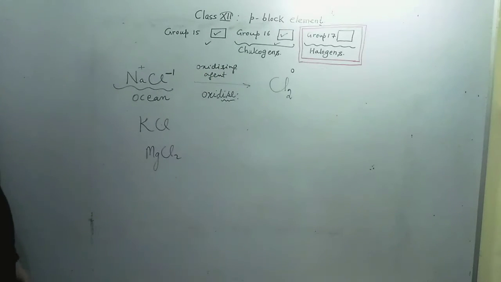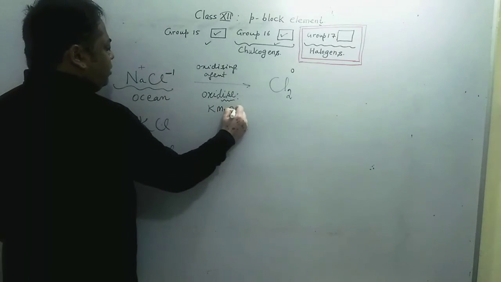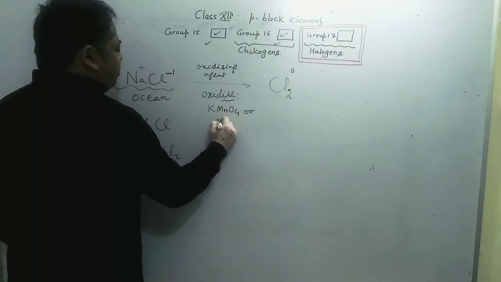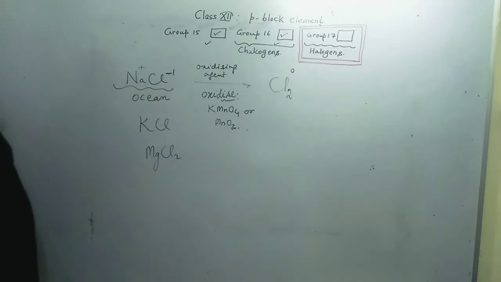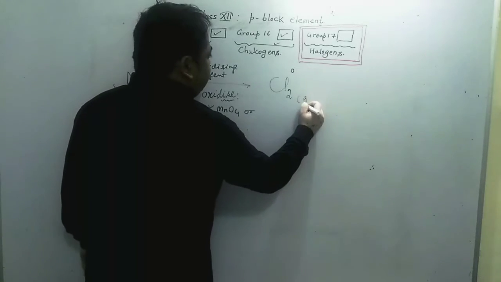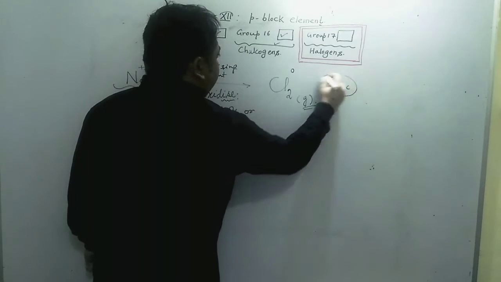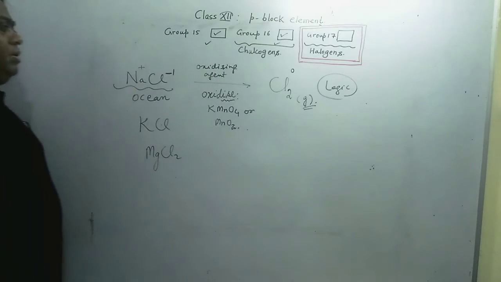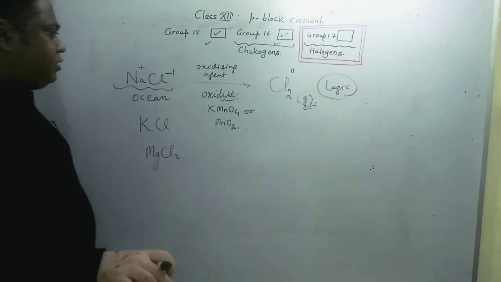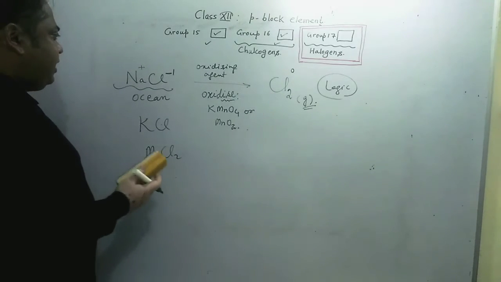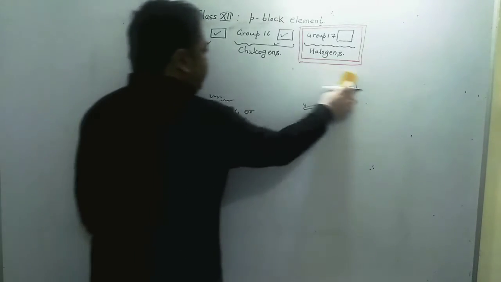We can oxidize it by using KMnO4 or MnO2. These all are oxidizing agents. Using these oxidizing agents we can get chlorine gas. So this was the logic behind the preparation of halogen gas. Now let us see some formal methods of reactions, and the reactions which are studied. So we will see preparation and manufacturing of chlorine.